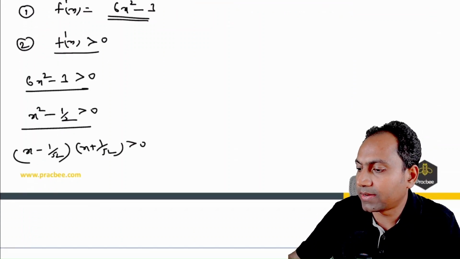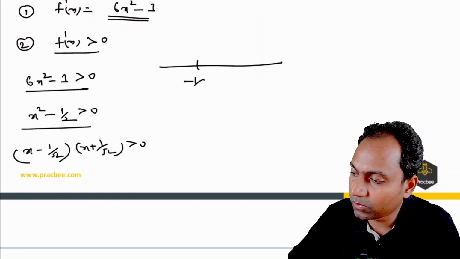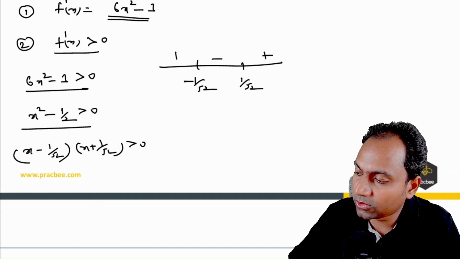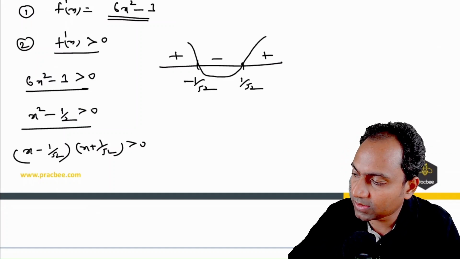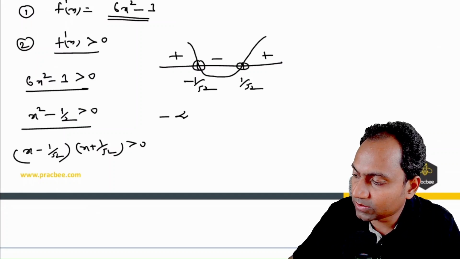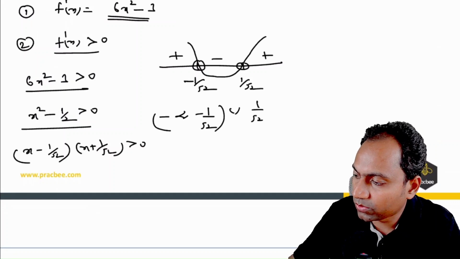And now if I draw from the method of intervals, what will I get is there is one very important value, minus 1 by root 2. There is another very important value, 1 by root 2. So positive, negative, positive. Or we can also draw the wavy curve like this. Since it is strictly, we will not consider these points. So my answer becomes minus infinity to minus 1 by root 2, union 1 by root 2 to infinity.